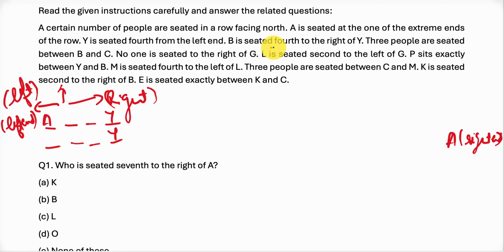Next it says B is seated fourth to the right of Y. That means there are 3 persons between B and Y. Next it says 3 people are seated between B and C. Since already 3 people are sitting between B and Y, therefore the only place where C can be is to the right of B.